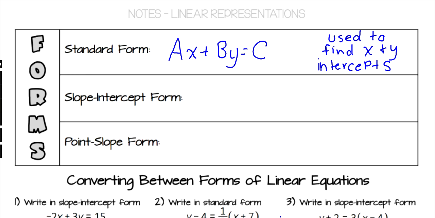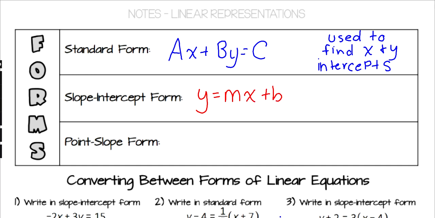The second form that we're going to talk about is slope-intercept form. This is probably the most commonly used form, especially when it comes to graphing. It makes it very easy to graph a line from this form. So slope-intercept form is y equals mx plus b.